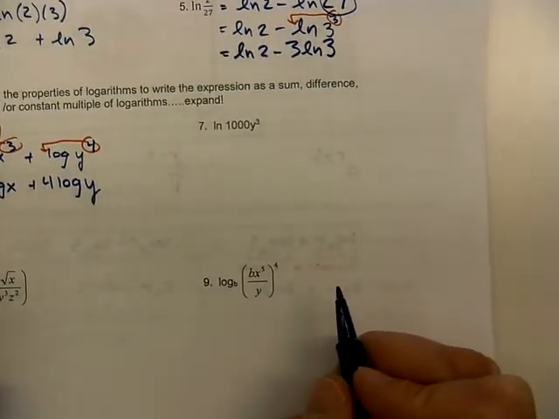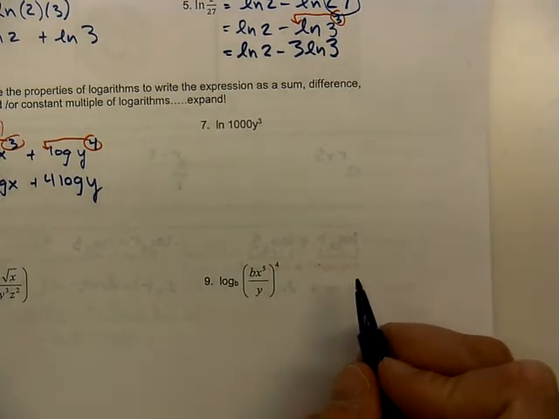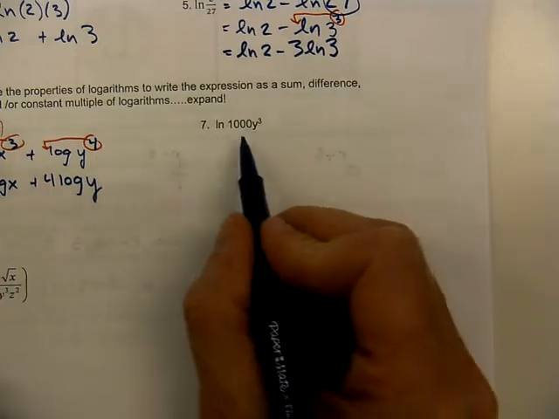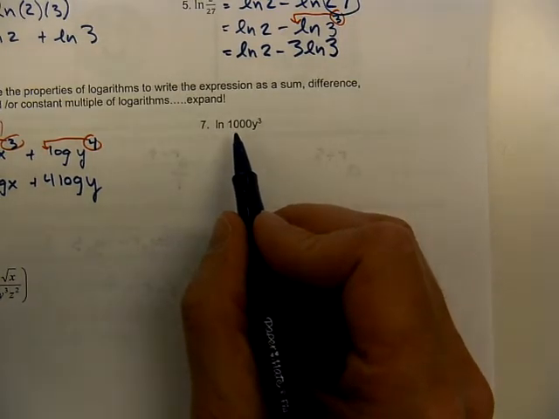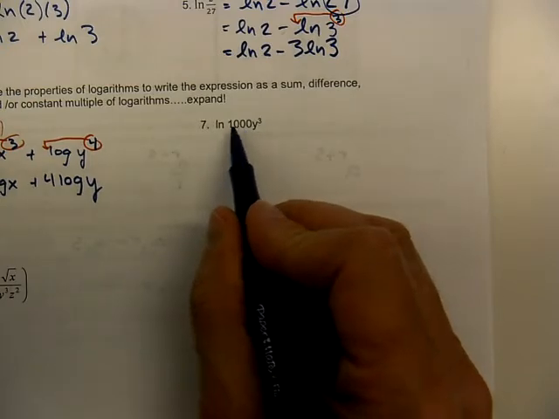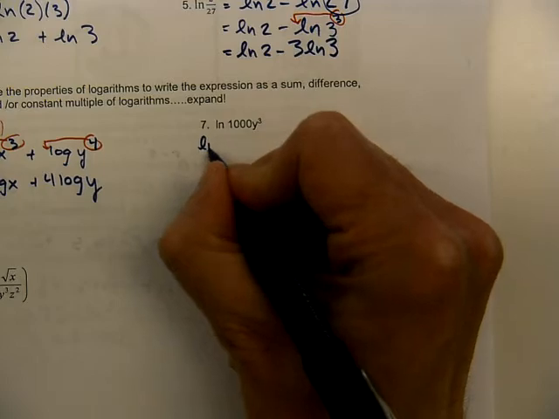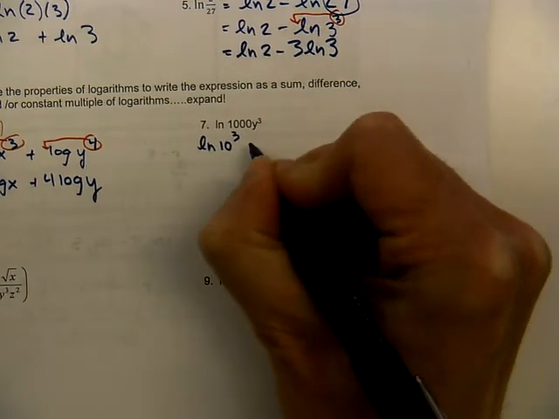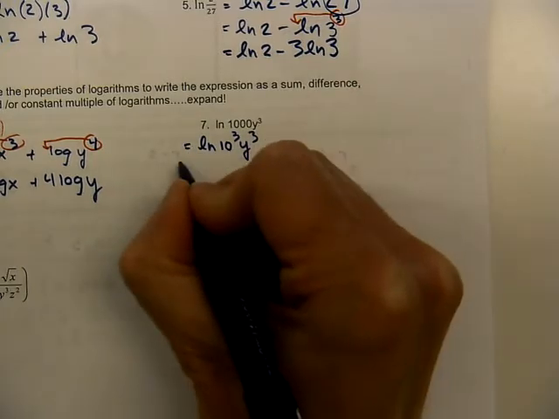Here's number 7. Do we have any factors here? Sure. 1,000 times y cubed. Can we factor 1,000? That'll be 100 times 10. 100 can factor to 10 times 10. So with 3 zeros, you really have 10 times 10 times 10. You've got 3 10s that are being multiplied together. So let's put that in exponential form. There's my 10 cubed and y cubed. So here are my factors. So let's expand that out.